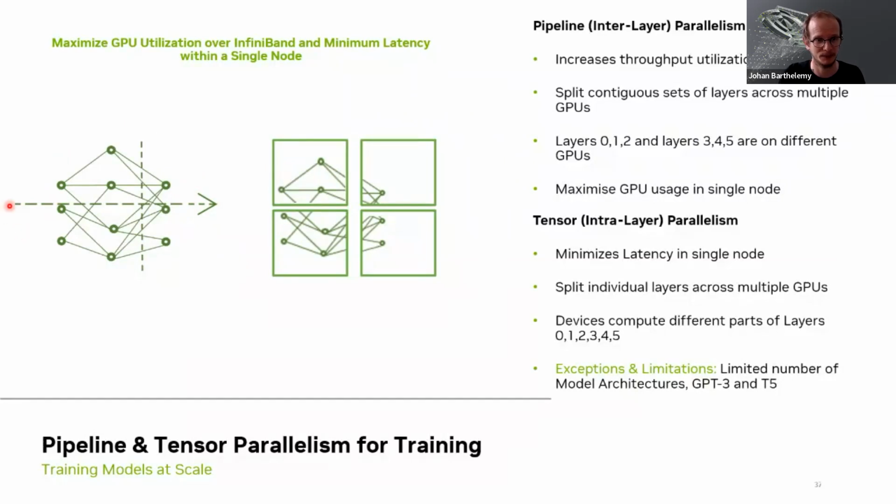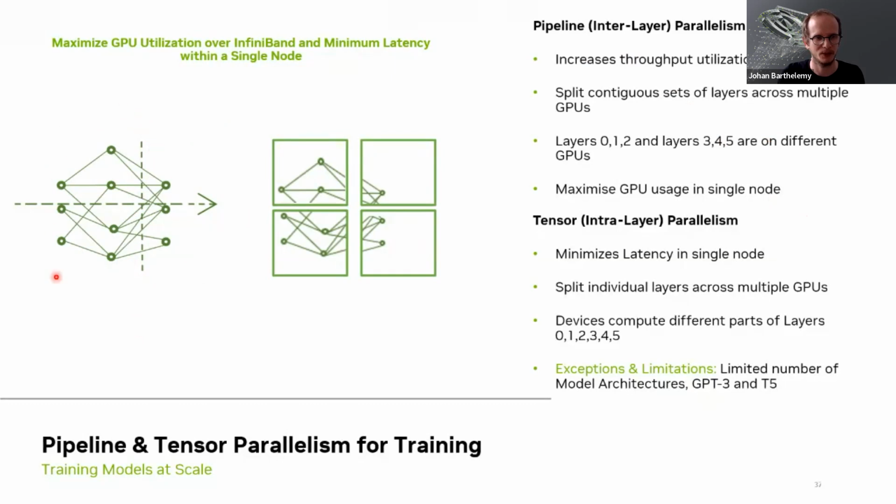We can split it horizontally, like that, or vertically. The vertical split is pipeline or interlayer parallelism, which will increase the throughput. One GPU processes this part, and when it's done, the second GPU processes the next part, and then we continue. That maximizes the throughput, because while GPU 2 is doing this part, GPU 1 can start again with this part of the neural network. That maximizes the GPU usage in a single node.